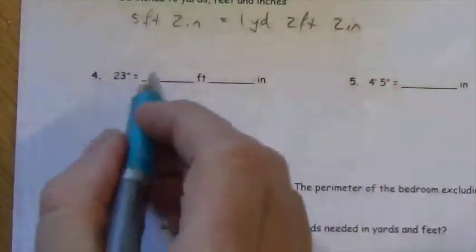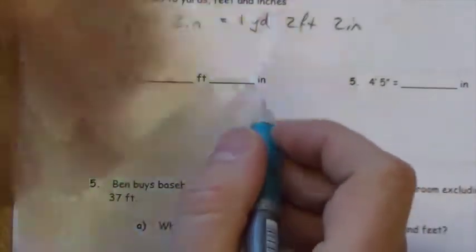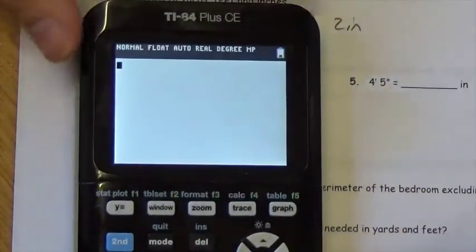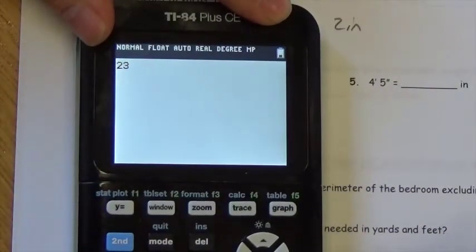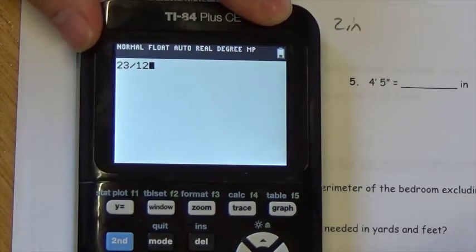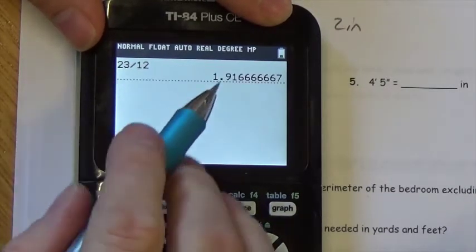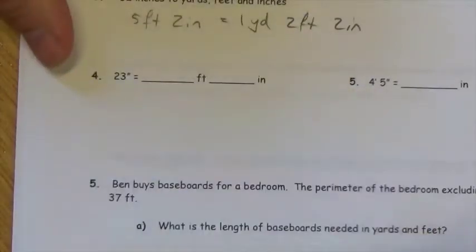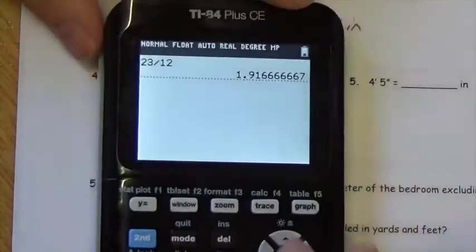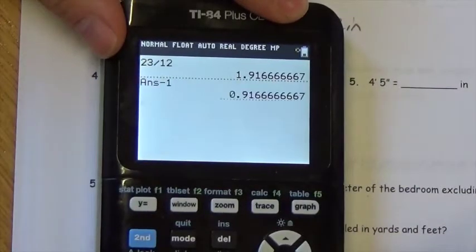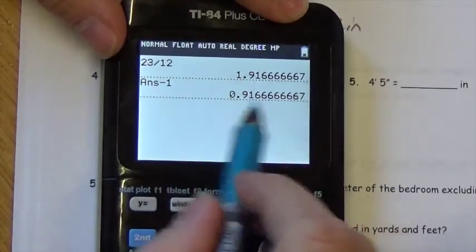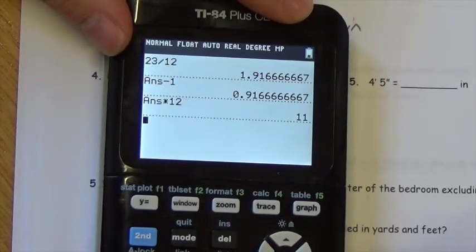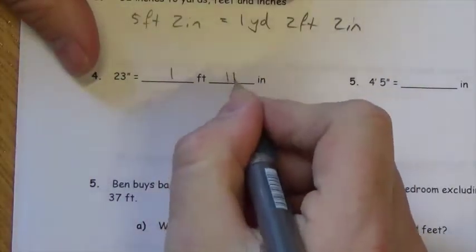All right, so let's convert 23 inches into feet and inches. So what I'm going to do here is take that 23 and divide that by 12, because I know that there are 12 inches per foot. And when I do that, I get 1 complete foot. Now remember, this number here is in feet, so I have 1 complete foot. So I'm going to subtract the 1 off of that. This is still in feet. So to convert that back into inches, I'm going to multiply that by 12 just to see how many inches that is, and it's 11. So 1 foot, 11 inches.